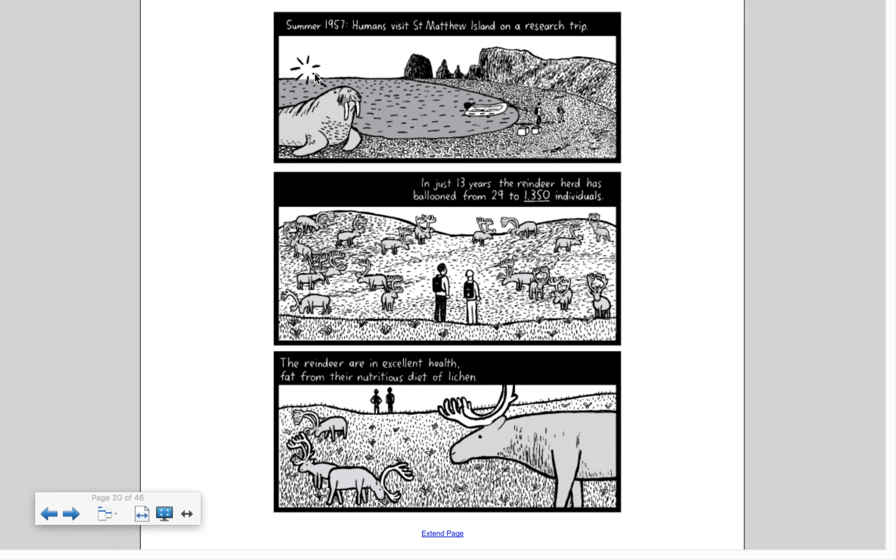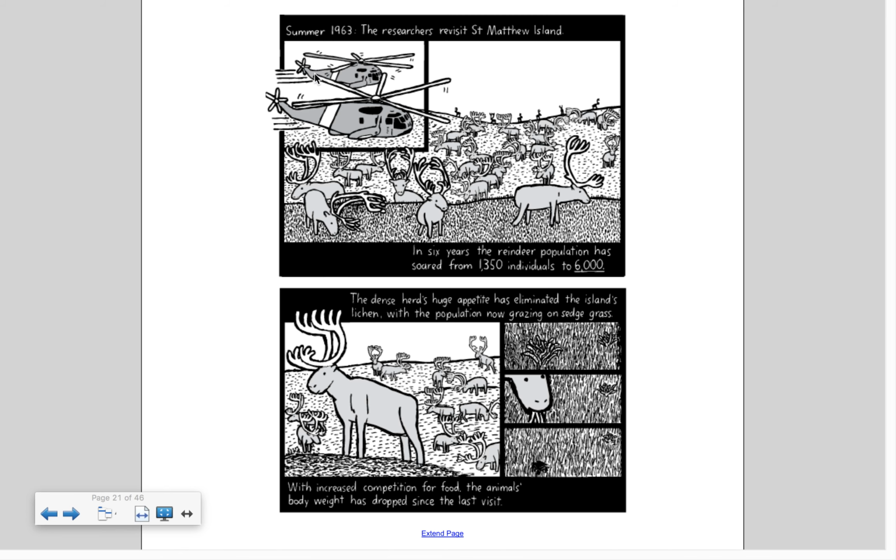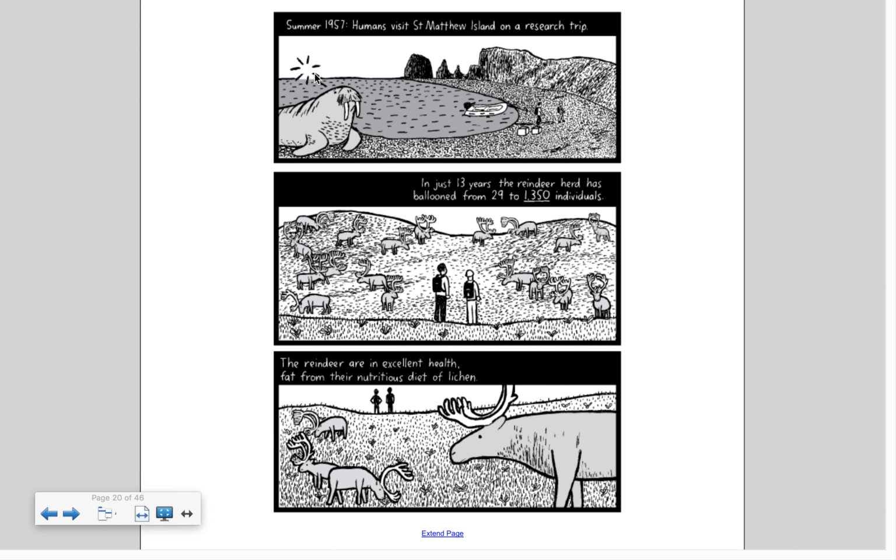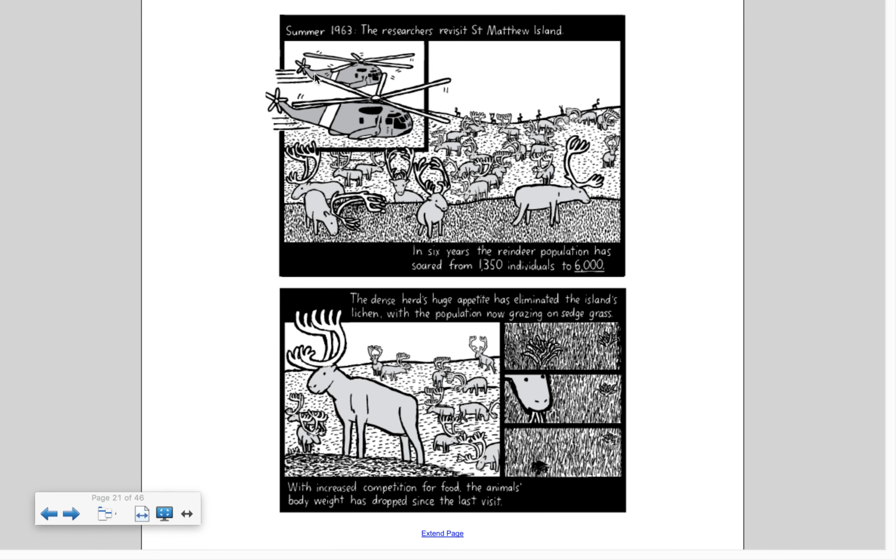In just 13 years, the reindeer herd has ballooned from 29 to 1,350 individuals. The reindeer are in excellent health, fat from their nutritious diet of lichen. In the summer of 1963, so just 5 years later, the researchers revisit St. Matthew Island. In 6 years, the reindeer population has soared from 1,350 individuals to 6,000. The dense herd's huge appetite has eliminated the island's lichen, with the population now grazing on sedge grass. With increased competition for food, the animal's body weight has dropped since the last visit.